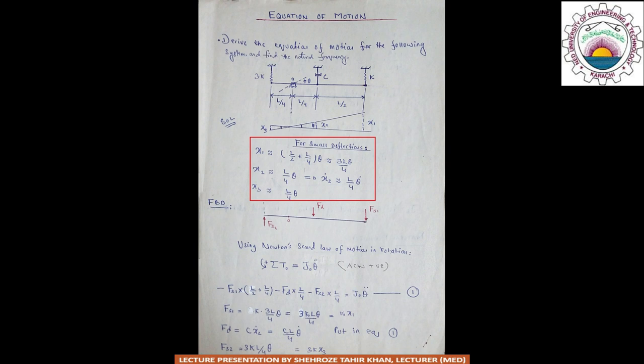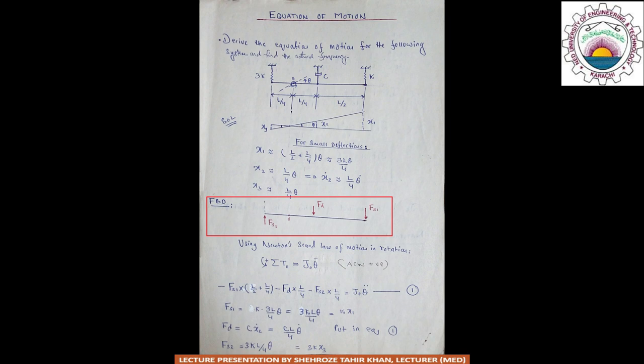Since x2 corresponds to the arc length made by the damper and the work done by the damper involves the derivative of displacement, that is, it involves velocity, we may take the derivative of x2, which becomes x2 dot is equal to L/4 theta dot. Then we have x3 is equal to L/4 theta. In the next step, a free body diagram is drawn to show the effect of forces on the bar.